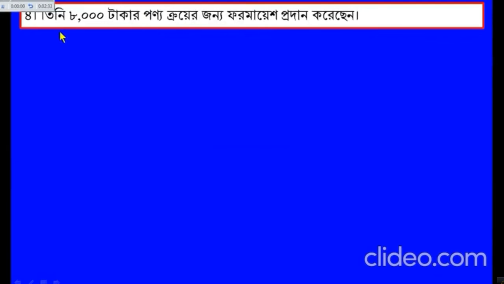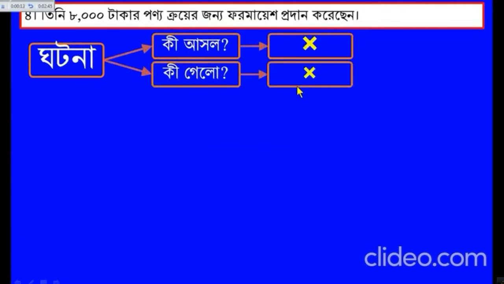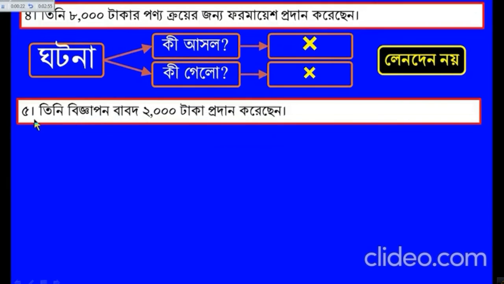So very easy. He provided an order, a product purchase order. It is also an order. Which one has come into the business and which one has gone out of the business? Nothing. It is also an order. There is no financial matter engaged here. This is why it is not a transaction.